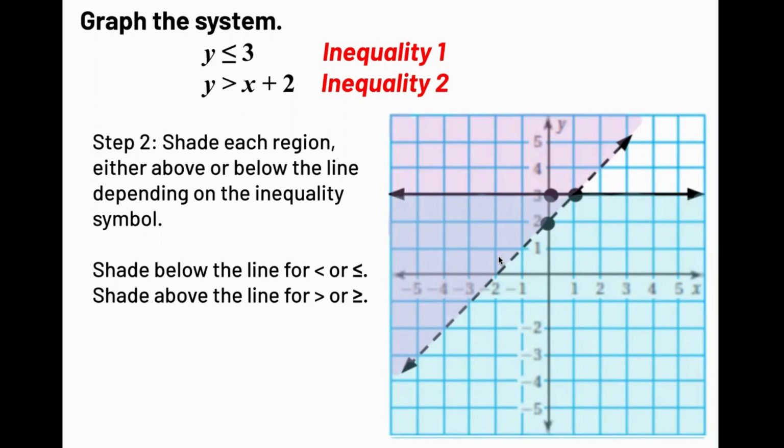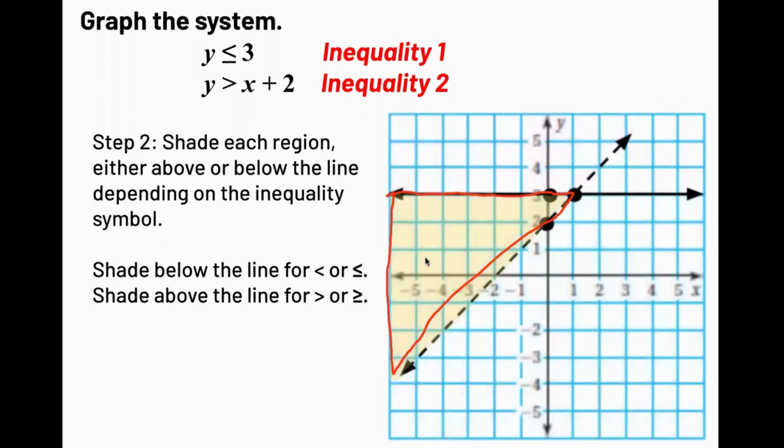And actually, when you are trying to represent your solution, you only want to include the area where the shading overlapped. So in this case, you see that the blue and the purple shading overlapped in this region right here. So your final graph would just include that portion of the graph. And here is how your final graph will look like. It does take a few steps, but once you get the hang of it, it's a lot easier.